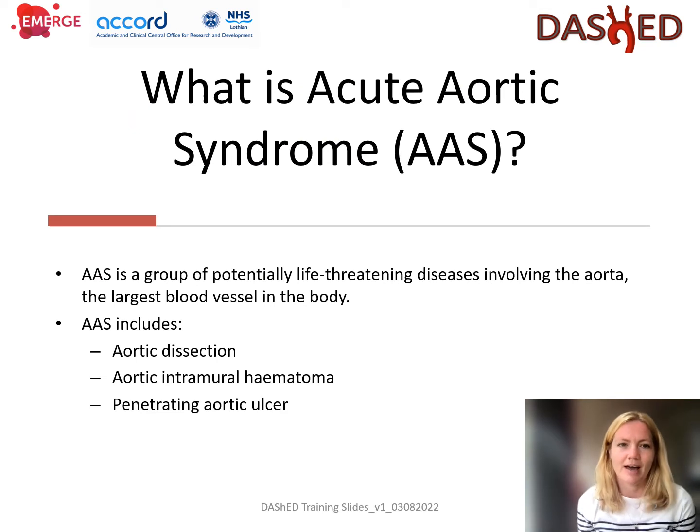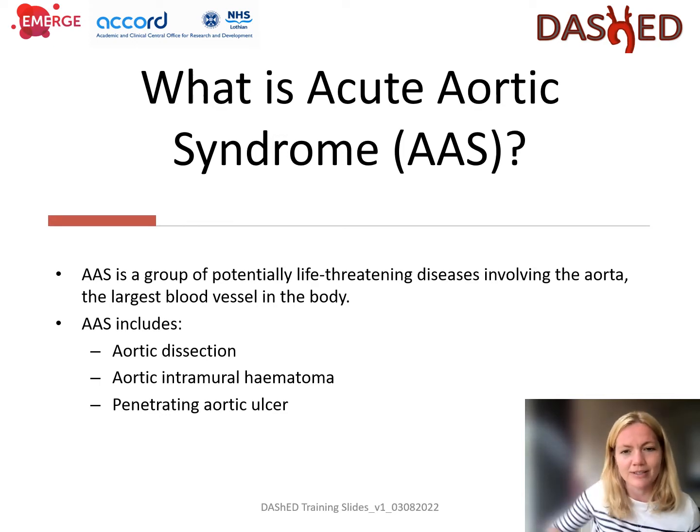Okay, so what is acute aortic syndrome? Acute aortic syndrome, or AAS, is a group of life-threatening conditions that presents with a similar clinical picture. Exactly what conditions are considered under the umbrella of AAS can vary from publication to publication, but for the sake of this research project, we are considering AAS to include three main conditions of aortic dissection, aortic intramural hematoma, and penetrating aortic ulcer.